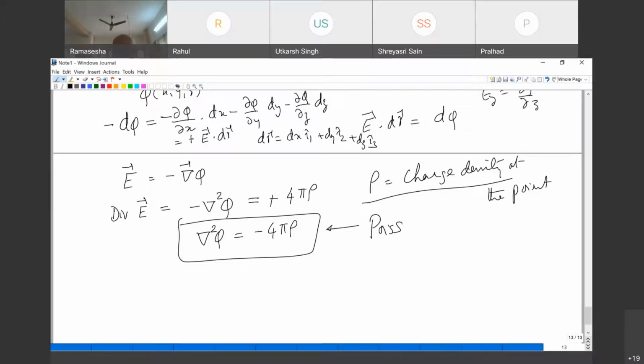Have you people come across Poisson's equation? Where have you come across the Poisson's equation? In electrodynamics, sir.